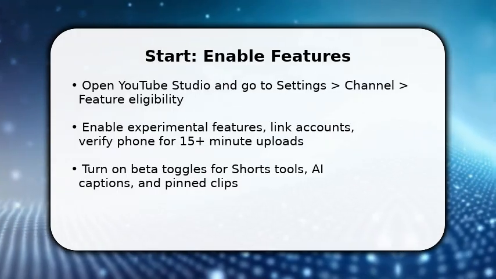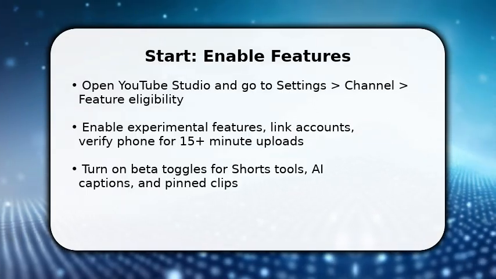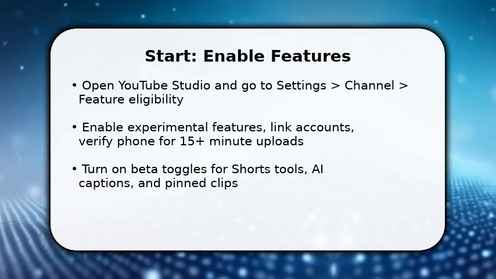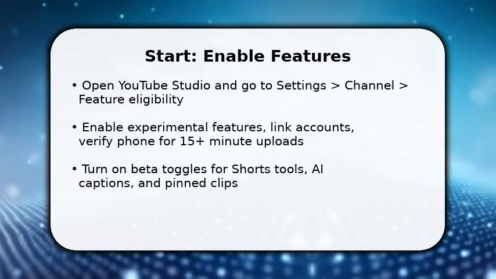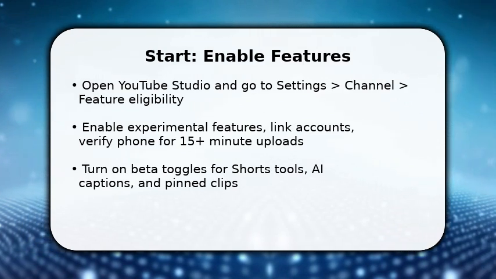Once done, toggle the specific betas you want: Shorts tools, AI captions, pinned clips, because these controls unlock the later steps. This ensures you can test features immediately and prevents restrictions when you start publishing or editing with the new tools.